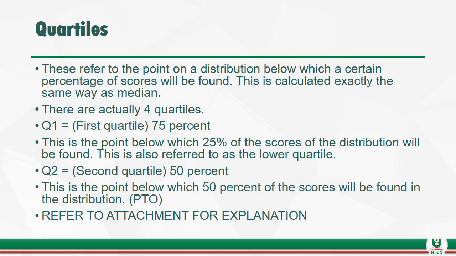And talking about quartiles, this refers to the point on a distribution below which a certain percentage of scores will be found. This is calculated exactly the same way as the median. Quartiles simply mean dividing a particular number into 4. If it is 20, then we divide it into 4. The first quartile will become 5, the second quartile will be 10, the third quartile will be 15, and the fourth quartile will be 20, that is, if 20 is the number we are working with.